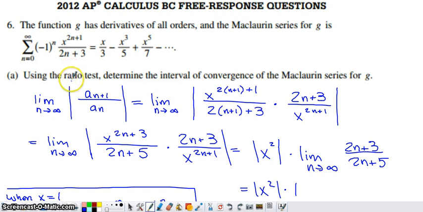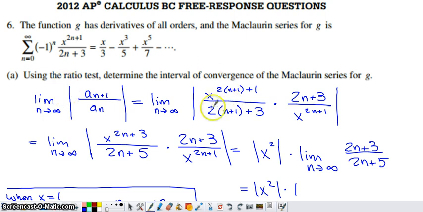What we're asked to do in part A is use the ratio test to figure out what the interval of convergence for the Maclaurin series is. So the ratio test is going to require you to check the limit of this ratio. You're going to generate the a sub n plus 1 term by putting n plus 1 here, as well as here in the general term for the series.